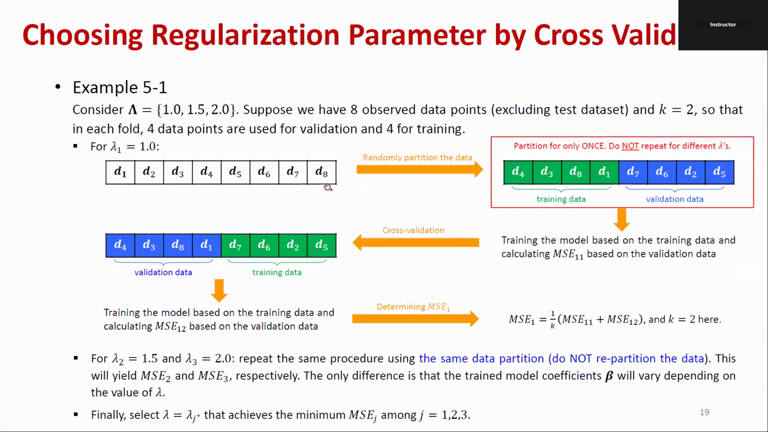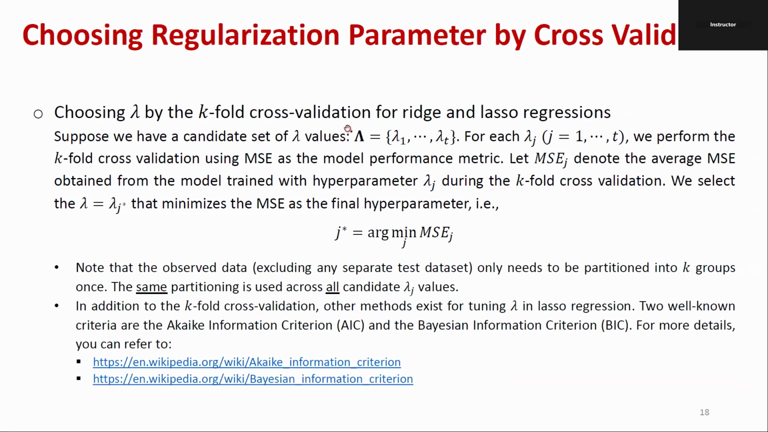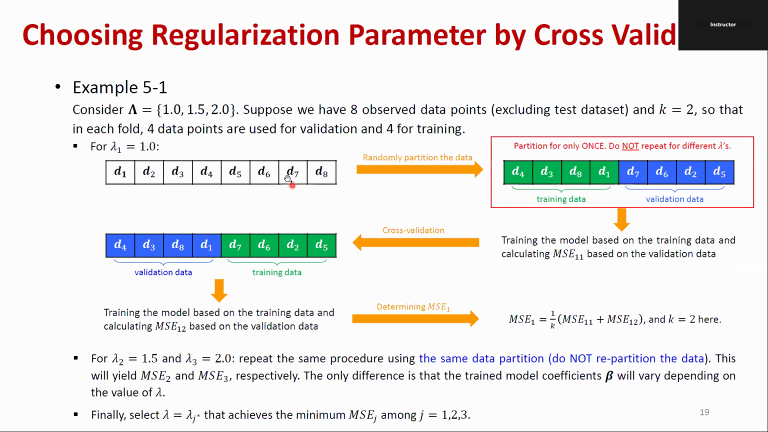Okay, so let's have an example to explain this k-fold cross-validation method. First of all, consider the candidate lambdas are 1, 1.5, and 2. These are 3 lambdas.